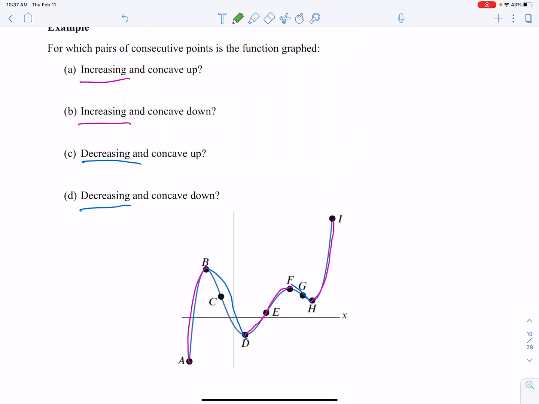All right? So concave up. So concave up again means like that, right? Or it could also be like that. The curvature is facing upwards. Okay? All right, so let's look.